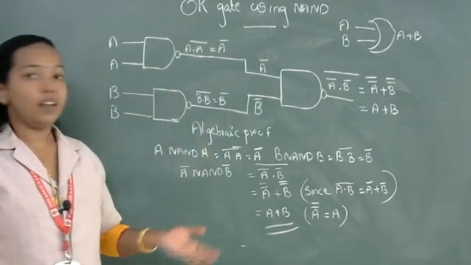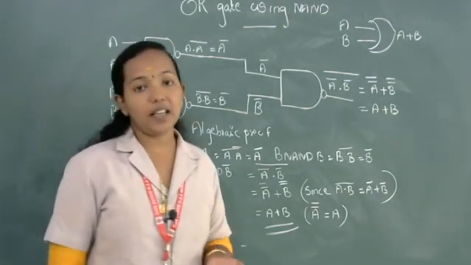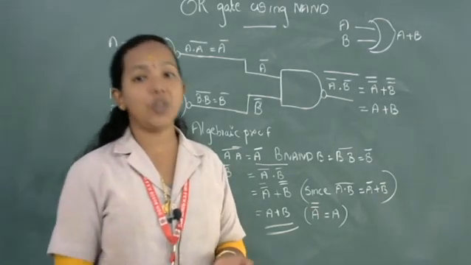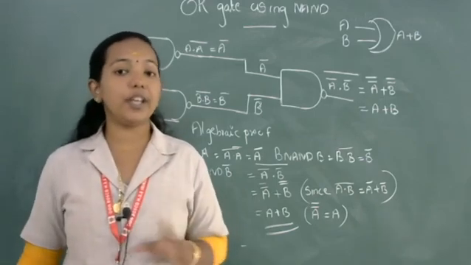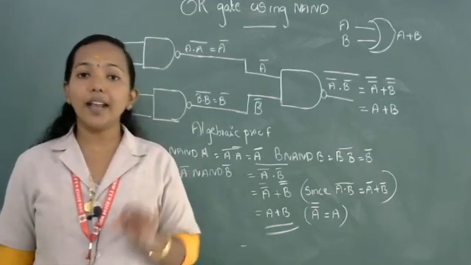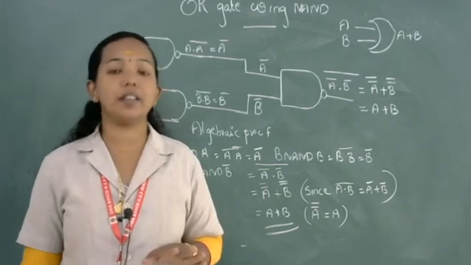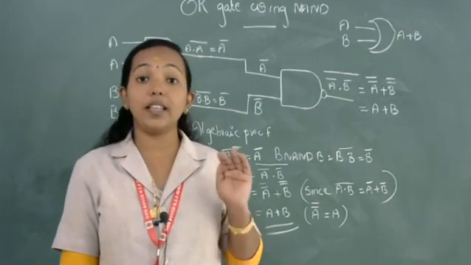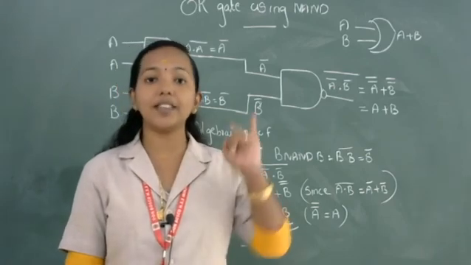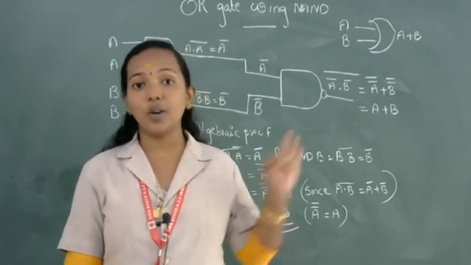So hence the 3 basic gates we can implement using the NAND gate. That's why the NAND gate is known as a universal gate. It's a very important question. Why is the NAND gate known as a universal gate? Because using the NAND gate we can implement all the 3 basic gates: NOT gate, AND gate and OR gate.